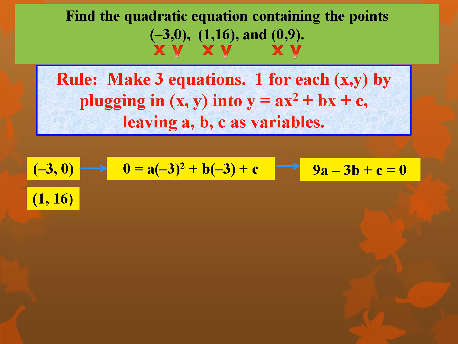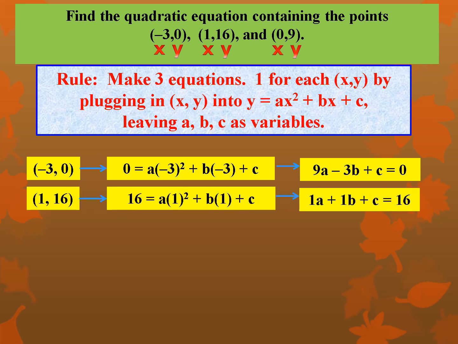So let's do (1, 16). So 16 is going to go in for y. 1 is going to go in for x. So I get 16 equals a times 1 squared plus b times 1 plus c. Now, 1 squared is 1, b times 1 is b, and then again, I'm going to flip-flop everything so the variables are on the left and the constant is on the right. So I end up with 1a plus 1b plus c equals 16.